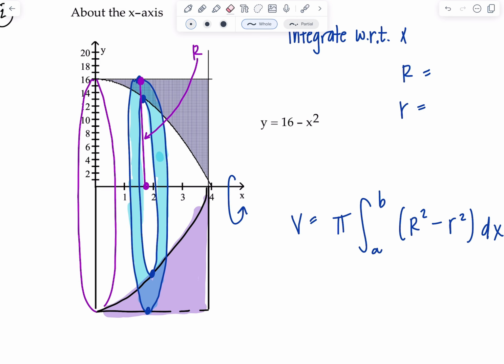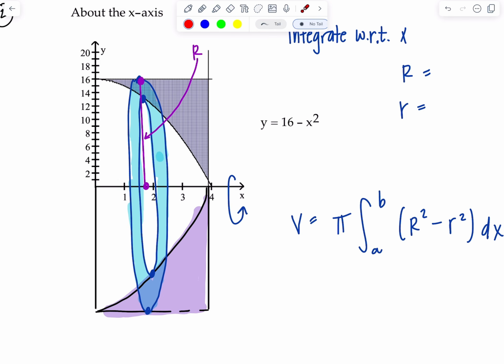Okay, plus this is bothering me. So let's see, can you determine big R, capital R? What's bounding it on the top? What's bounding it on the bottom? On the top is y equals 16. On the bottom is y equals 0. So big R is just 16 minus 0, or 16.